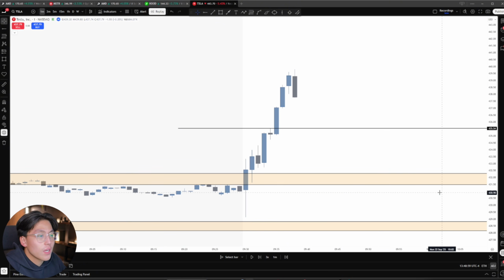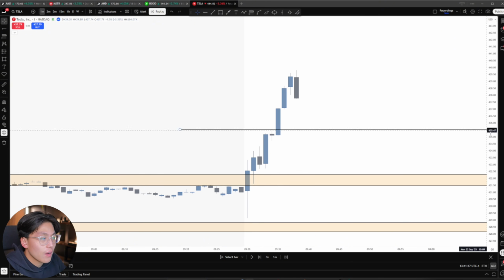So as you can see right here, we have a clear push higher, right? You can see Tesla is now leaving behind a few fair value gaps. So this is a clear sign of displacement and price wants to continue higher. So what we're going to be looking for is really a retest of this 5-minute range for this continued push towards the upside, right? We also have this fair value gap formed here as well.